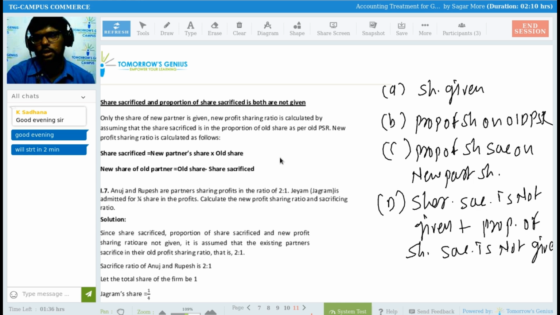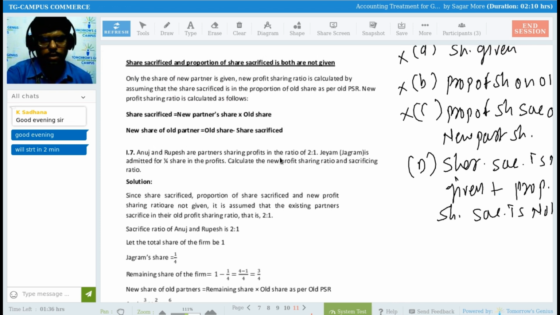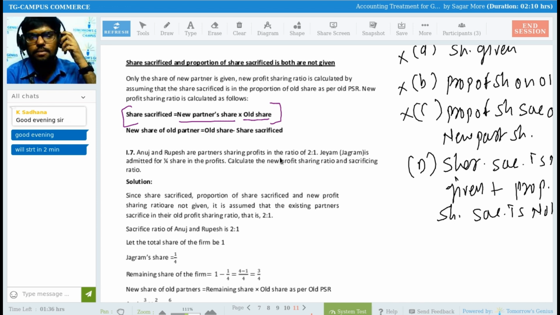So it's an altogether different thing, right? Sir, I can say A, B and C, nothing is given. Then how to calculate? What is the formula? See the formula. Share sacrifice is equal to new partner share multiplied by old share. What we have to do is consider the new partner share.